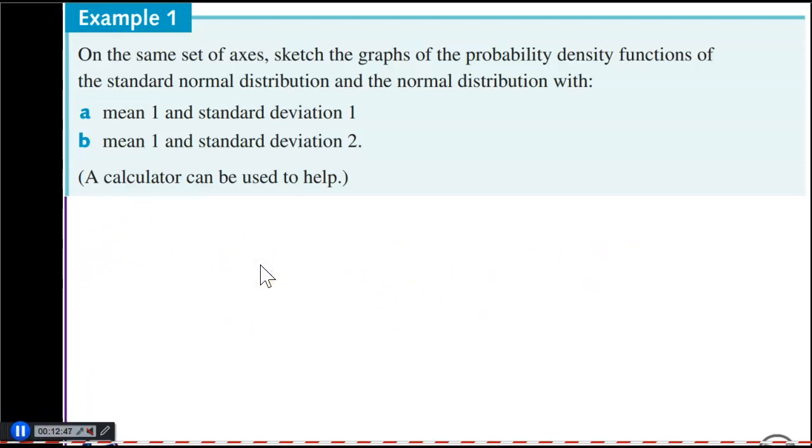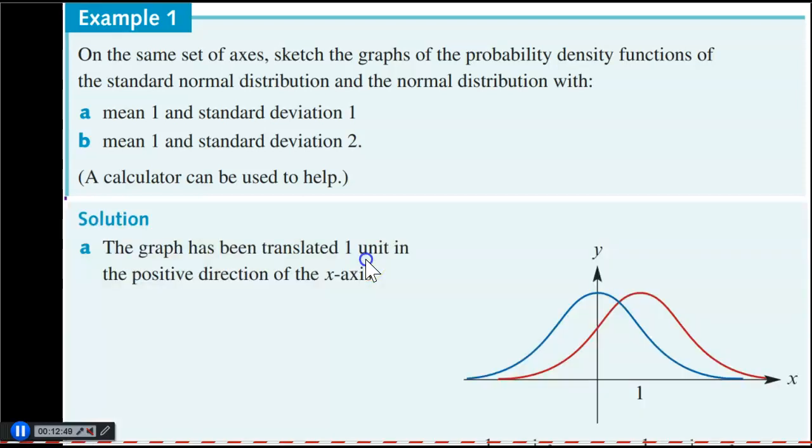Okay, so for part A, your sketch should look something like this. We have in blue here your standard normal distribution, which is centered at 0 with a standard deviation of 1. And then part A asks for a mean of 1. That means we shift the whole graph, we translate it to the right, and we center that graph on 1, but the standard deviation, the spread, should be the same. Hands up if you roughly had that.